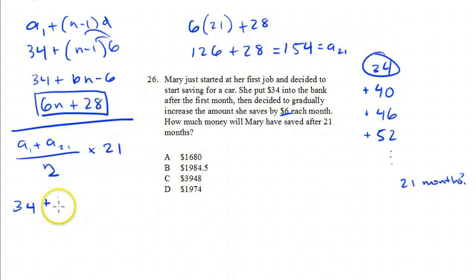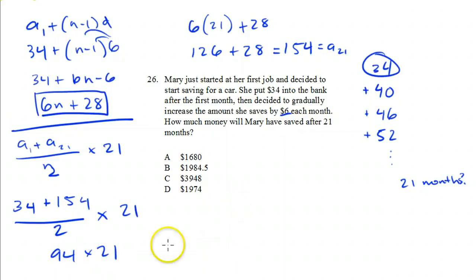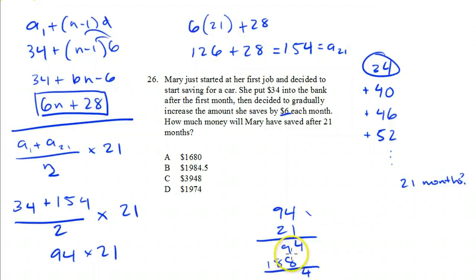So our first term, our last term, we add them together and divide by 2. That's the average. And then we'll multiply by 21. So let's go and do this. So this will be 188 divided by 2, which is 94 times 21. And if I multiply this, I'm going to get 1974. So adding all this together will give us 1974.